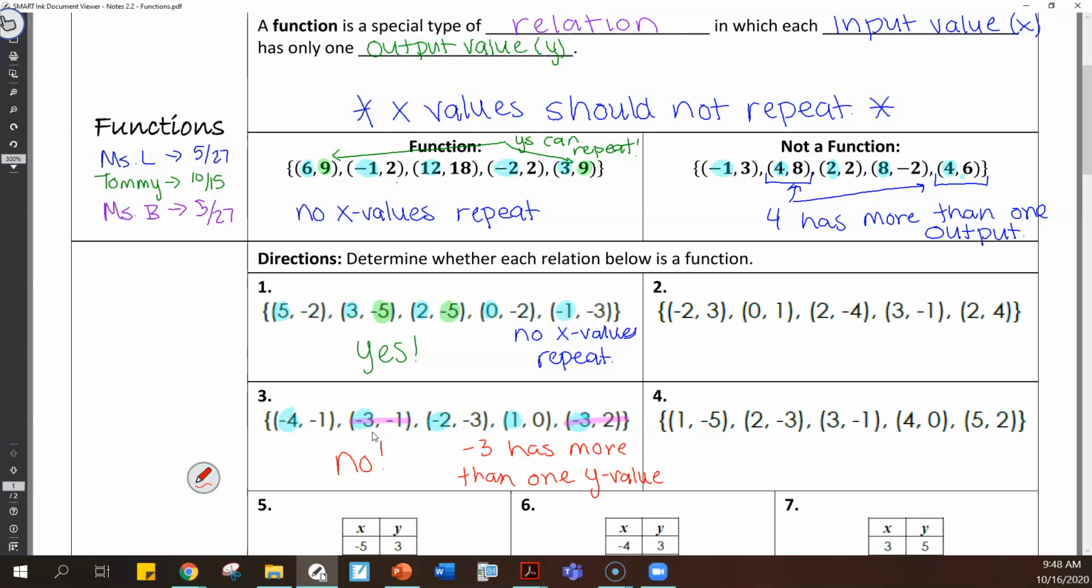Okay, so negative 3 has more than one y value, or more than one output. I want you to see if you can guess whether 2 and 4 are functions. Go ahead and pause the video and try that for just a minute, and then you can come back and check your answer against my answer.